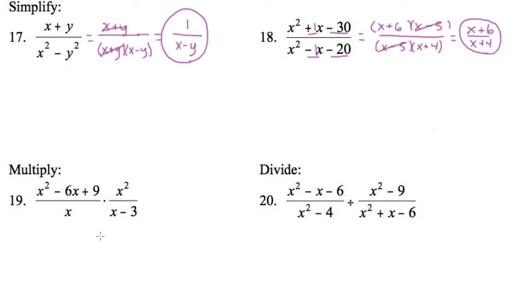Down to multiplying. Again, the key is to factor before you start doing anything. When you multiply fractions, I use a little rhyme: multiplying fractions, it's no problem. First you do the top, then you do the bottom. You multiply straight across the top and straight across the bottom. But before we do that, let's factor a little bit.